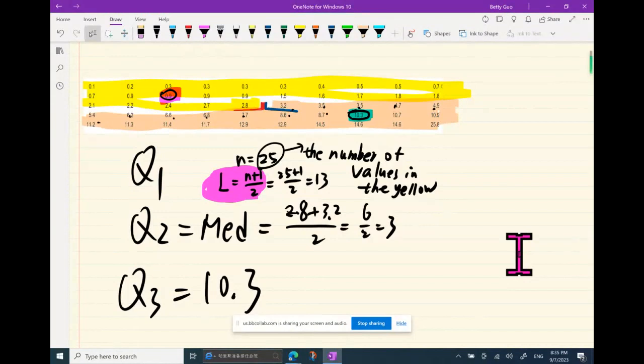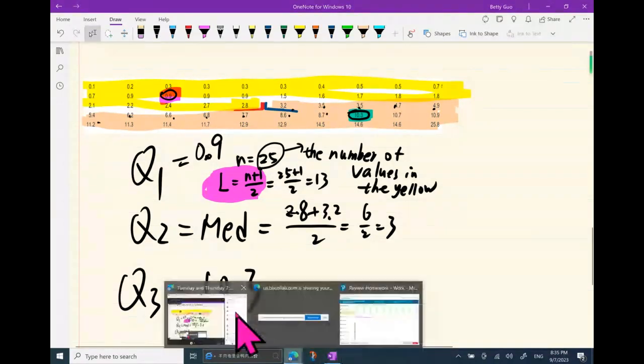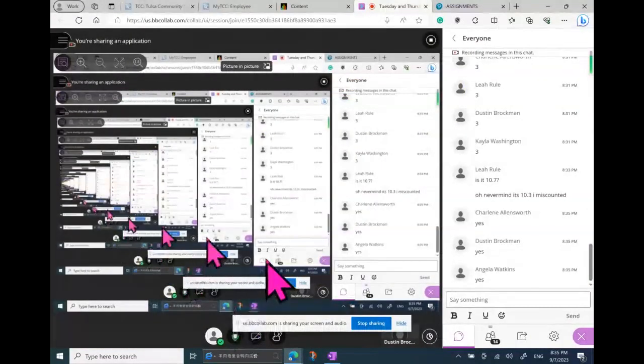This is a good question. Let me know, am I clear enough? Q sub 1 is, let me write it down. Q sub 1 is not 13, by the way, it's 0.9. 13 is the location of the first quartile. Thank you, guys.